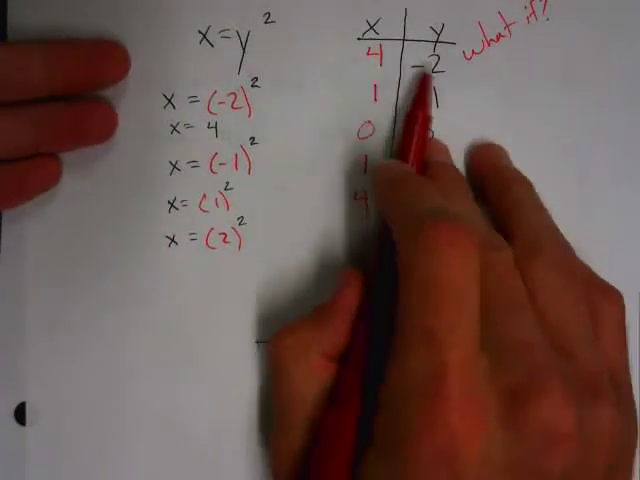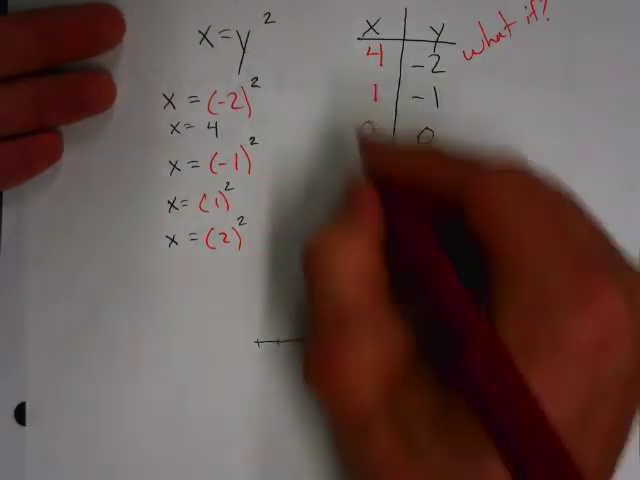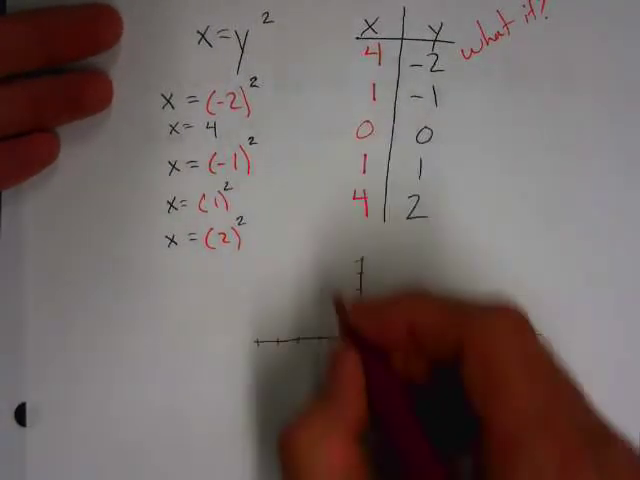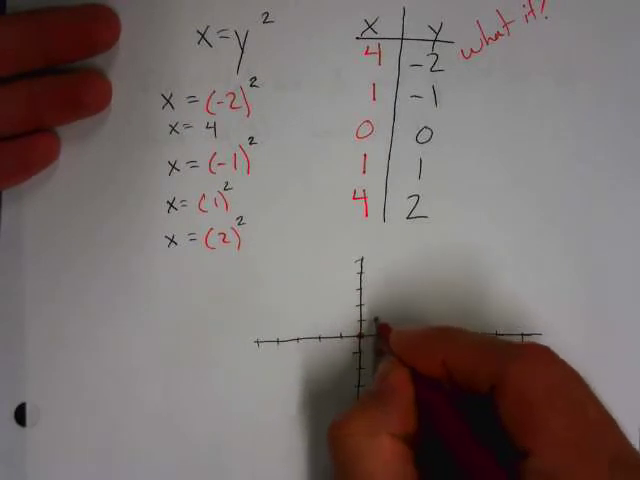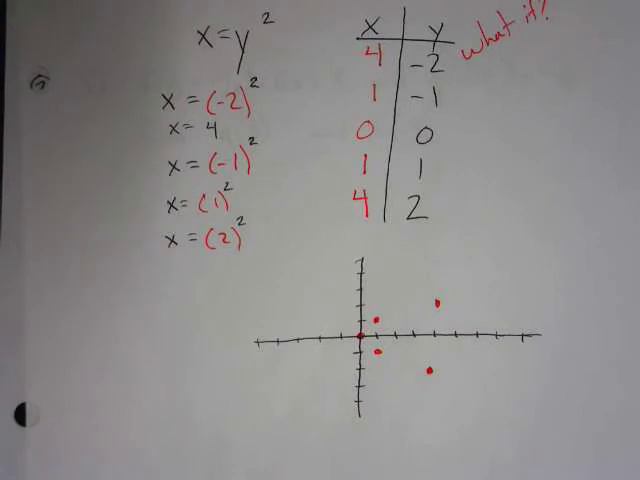We have a point at 4, negative 2. 2, 3, 4, negative 2. We got a point here. We got a point at 1, negative 1. We got a point at 0, 0, 1, 1, and 4, 2. What's happening with this graph?